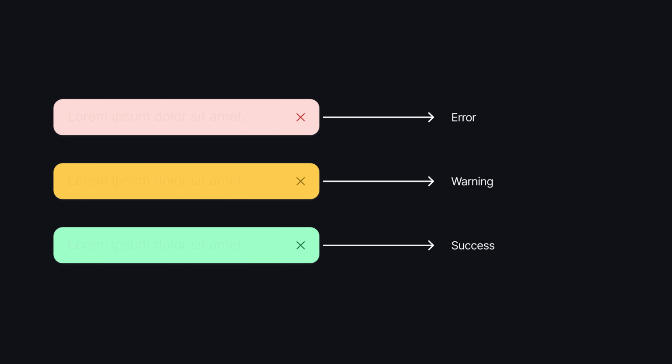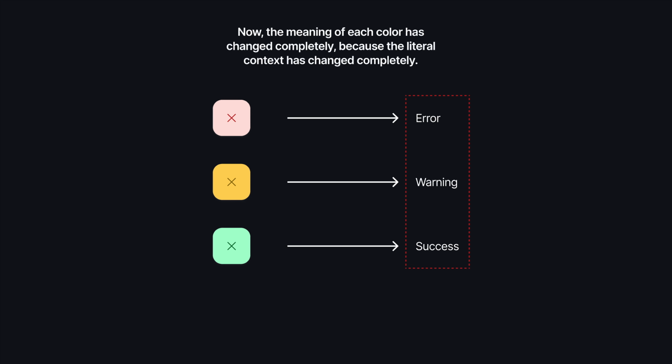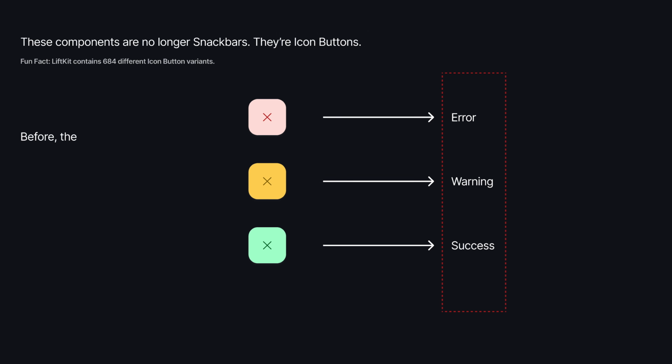Now, when we take the content away, and now we're left with just these little icons, we still have literal context, but it has completely changed what these colors mean, because this is no longer indicating an error, warning, or success. It can't tell you anything about the message, because the message doesn't exist. So, the meaning of each color has changed completely because the literal context has changed completely. These are not snack bars anymore, they are now icon buttons.